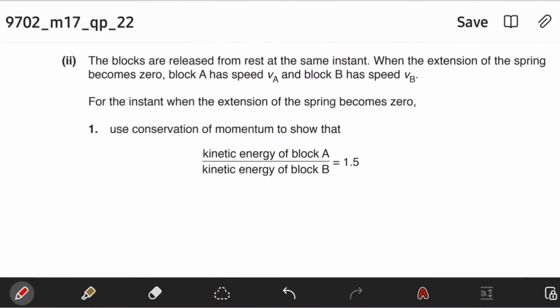The blocks are released from rest at the same instant. When the extension of the spring becomes 0, block A has a speed of this and block B has a speed of this. Fine, for the instant when the extension of the spring becomes 0, use the conservation of momentum to show that. Okay, so you have to find out the ratio between kinetic energies of block A and block B. Okay, so for this question, this sentence right here is a very big hint.